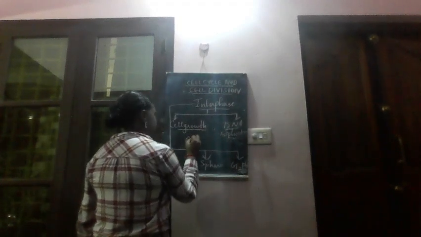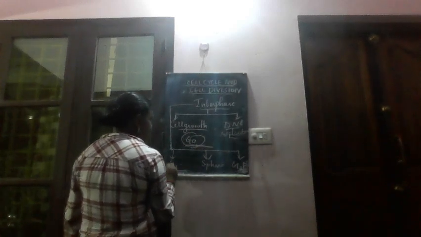Which is basically the G1 phase, S phase, and G2 phase. There is also one more phase called the G0 phase, which we'll talk about. G1 is gap 1 phase, G2 is gap 2 phase, and S phase is synthesis phase.